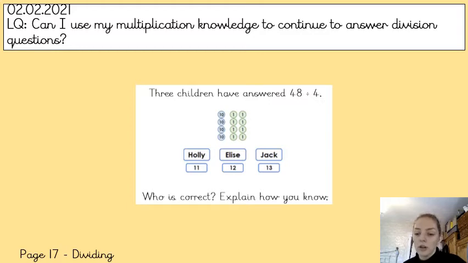Now we're doing a brilliant job of these in class when we were in school. So let's have another go and we'll carry on working on how to answer these style questions for when we get back into school, okay?